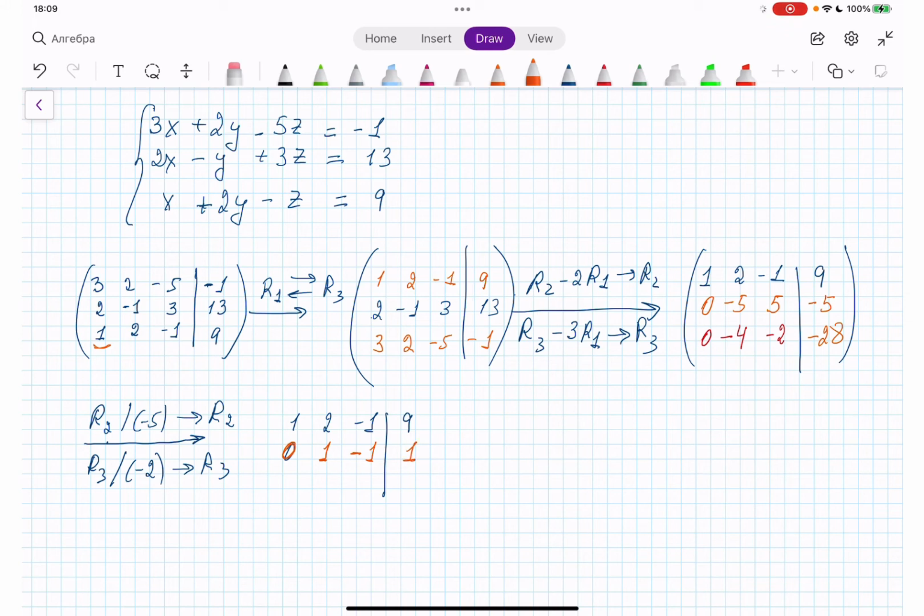Next, R3 dividing by negative 2, it's going to be 0. It's going to be 2. It's going to be, how much? 1, positive 1, yes. And 14.